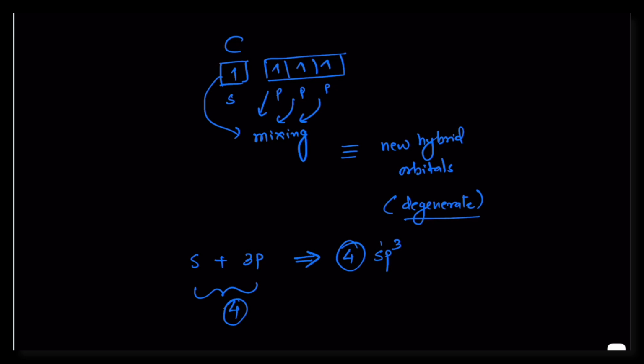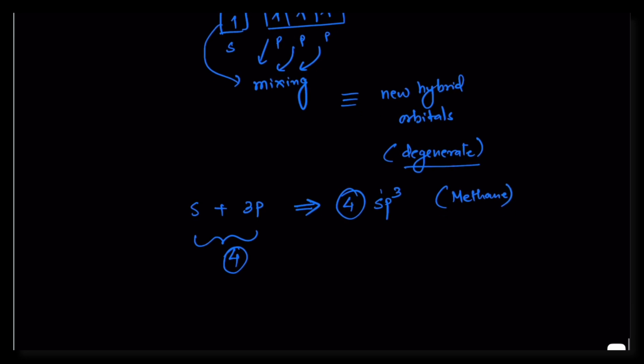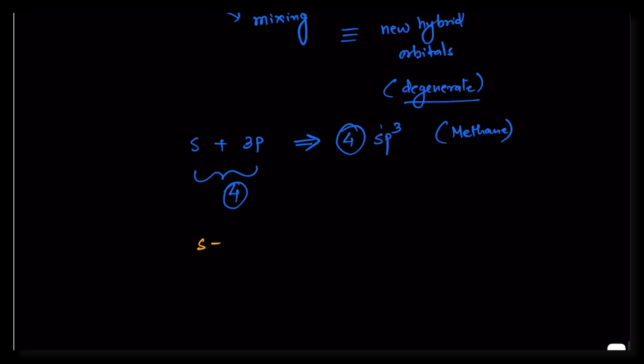This is what we see in the case of methane. Similarly, if you take one s orbital and 2 p orbitals, then the input is 3. So after the mixing, we will get 3 hybrid orbitals, and they will be sp2, meaning we take one s orbital and 2 p orbitals.